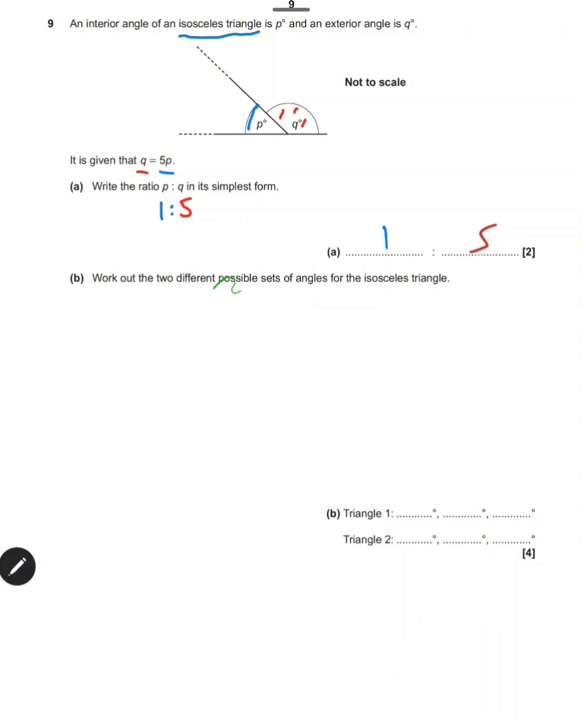Part B says work out the 2 different possible sets of angles for this triangle. So what we're looking at is an isosceles triangle, and this here is P. Now what we do know is these angles here will add up to 180. And we know that they're in the ratio 1 to 5. We know that this one is 5 times bigger than this one. So what we've got is a ratio 1 to 5.